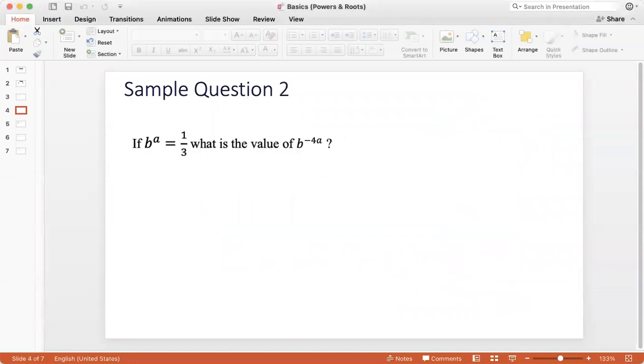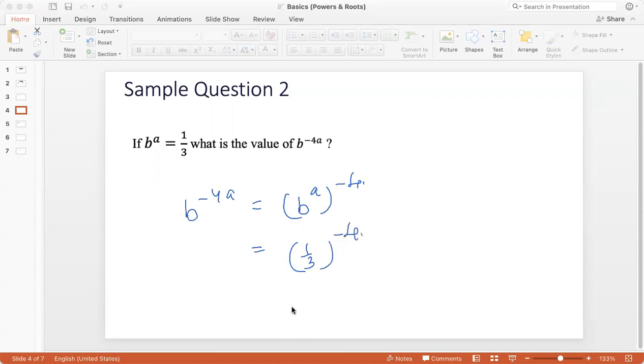Question 2. If b to the power a is 1 by 3, what is the value of b to the power minus 4a? So b to the power minus 4a can be written as (b to the power a) whole to the power negative 4, from that third rule that we discussed. So b to the power a is 1 by 3. So this becomes (1 by 3) to the power negative 4. And (1 by 3) to the power negative 4 will be 3 to the power positive 4 because it's a negative exponent, so I'll take the reciprocal. And 3 to the power 4 is 81, right? So the value of b to the power minus 4a is 81.